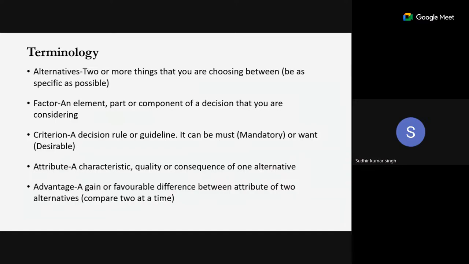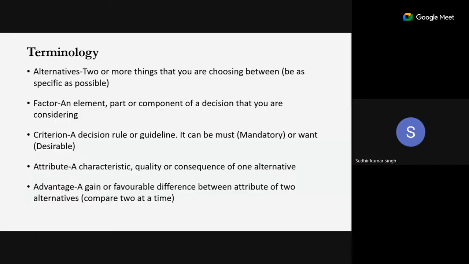Factor. This is an element or part or component of a decision that you are considering. For example, you are considering the factor of weight of the block because you want to make the masonry in your building lightweight. Nowadays, masonry is only being used as, say, a partition or a facade like thing. So you want to make it lightweight. So you'll say factor is weight.